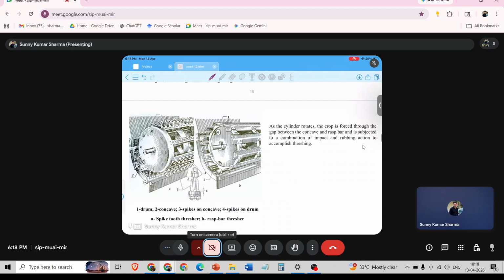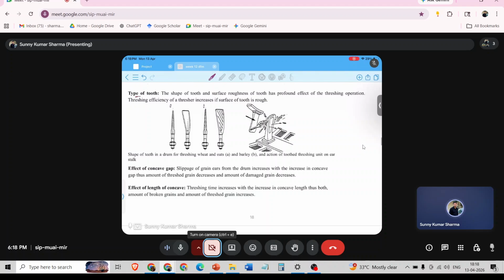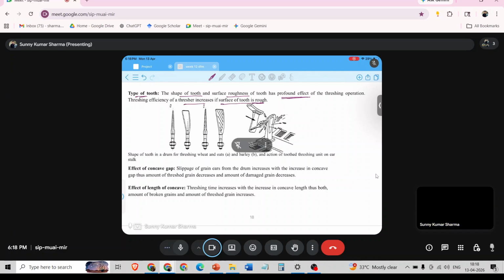Next thing is type of tooth. This is an important factor in case of spike tooth also. The shape of tooth and surface roughness of the tooth have a profound effect on the threshing operation. Threshing efficiency of a thresher increases if the surface of tooth is rough. So the rougher the surface, the more threshing will happen.